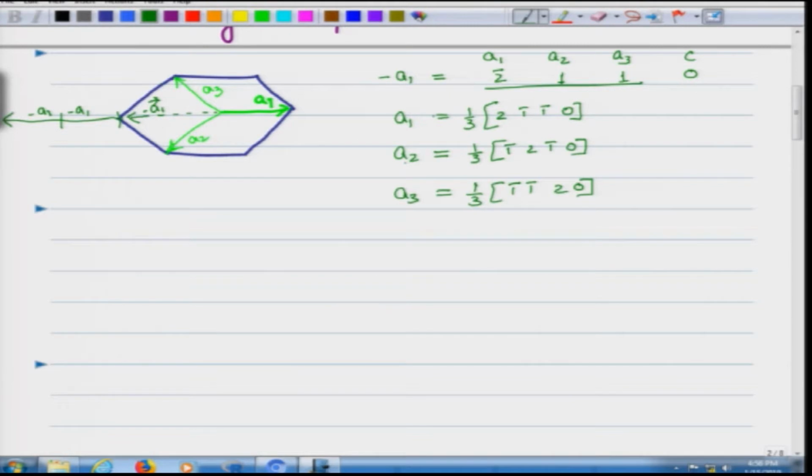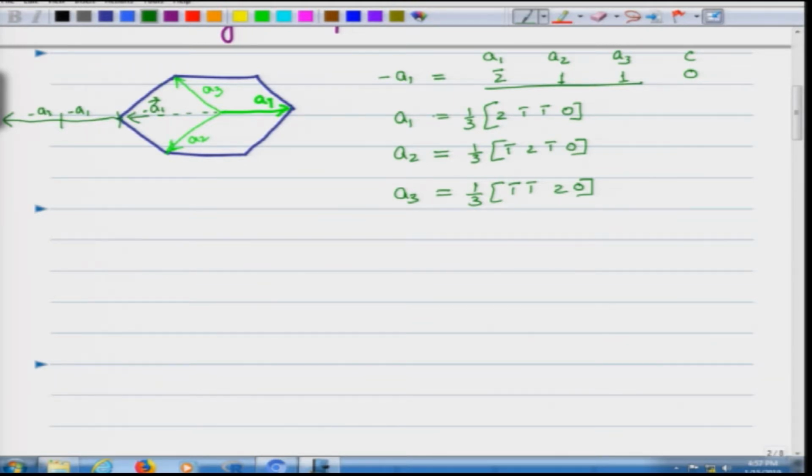Using a similar methodology, if you look at A2, this will be 2, others are minus, and the whole thing is multiplied by 1 by 3. So, that is the way to get A1, A2, A3. Now, we have this, let us look at some of the simple planes and directions for the HCP system.